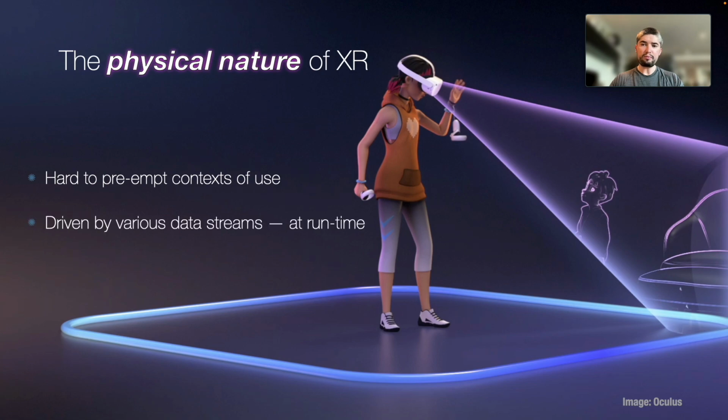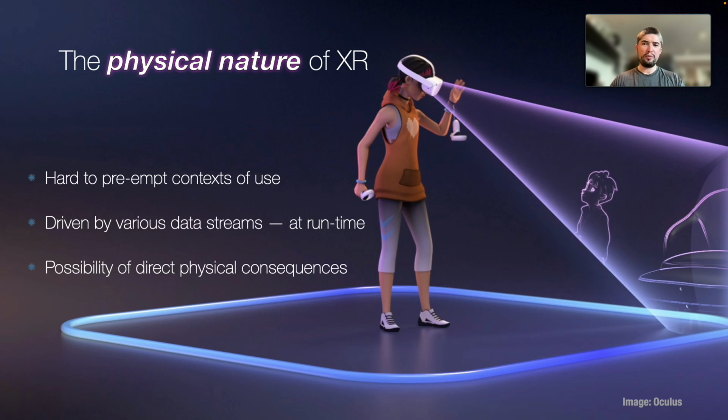Further, these XR systems can be driven by various data sources, sensors, and variables interacting at runtime to drive the functionality of the system. This not only means that the system can be complex and opaque, but there will also be many potential points of failure, including those relating to hardware, software, the physical environment, and human error.